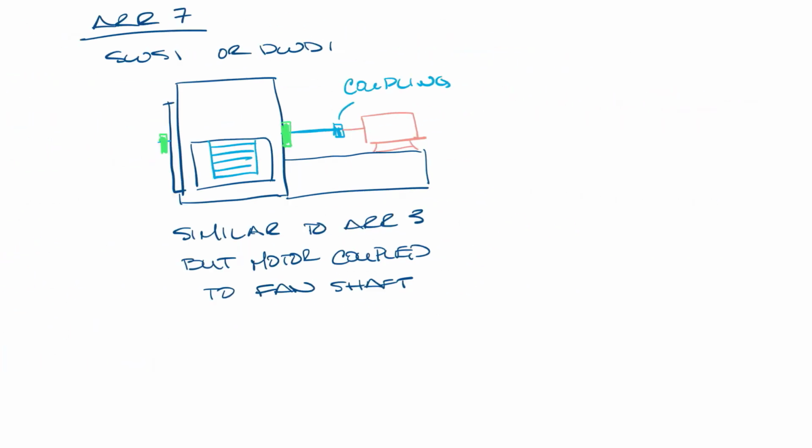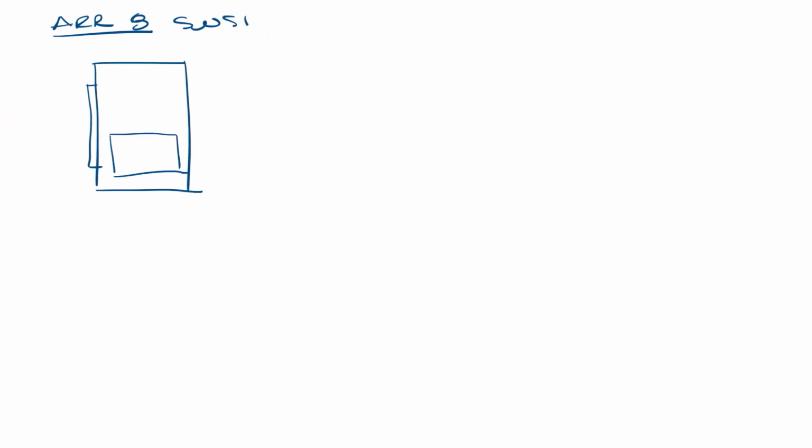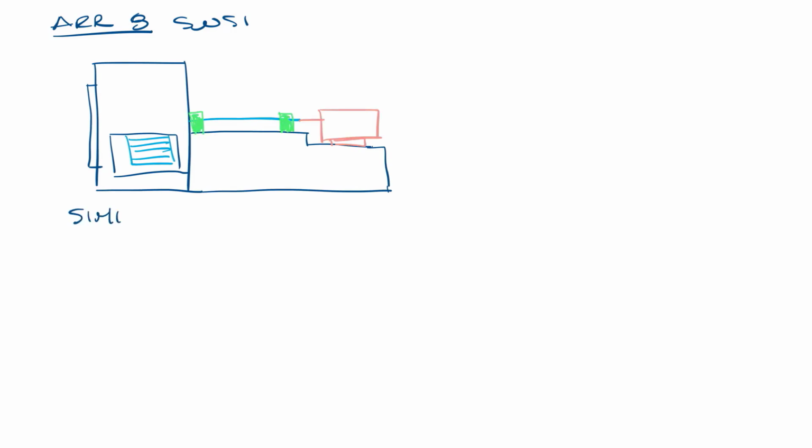Now let's move this out of the way and look at arrangement 8. Arrangement 8 is basically the same as arrangement 1, but has a base for the motor. In this case, the motor would be coupled to the fan shaft as well, and it's for direct drive fans.